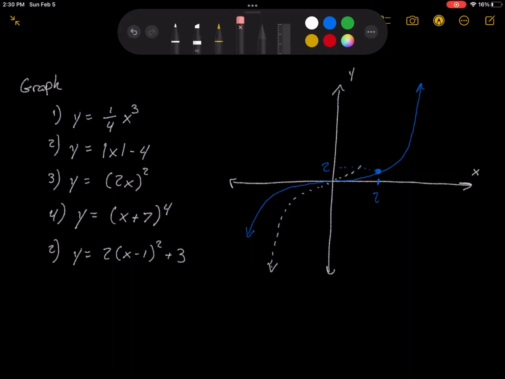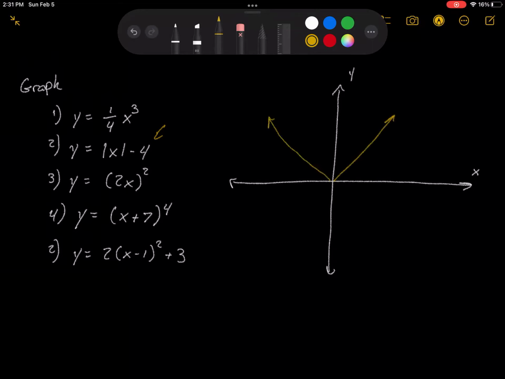Okay. What about, I should not do dotted lines. They take forever to erase. What about our second function here? The absolute value of x minus 4. So let's again start with the original common function. I'm viewing this as a transformation from the absolute value function. So the absolute value function looks like that V. It's equal to x over here. It's equal to minus x over there.